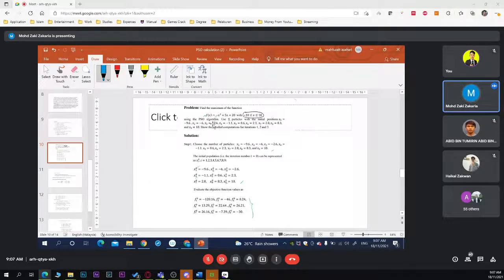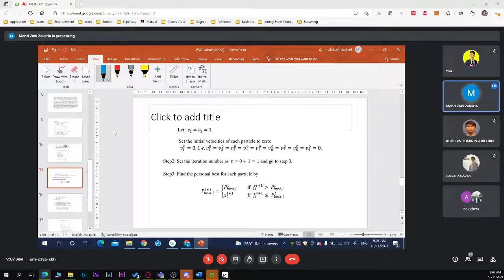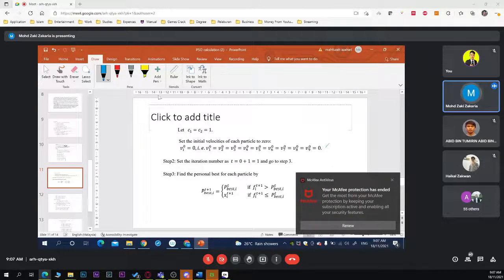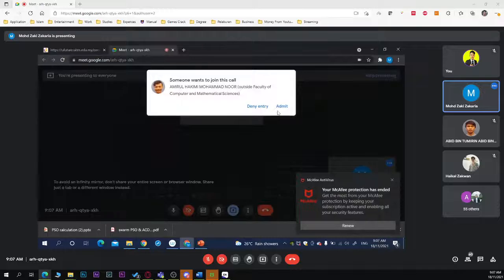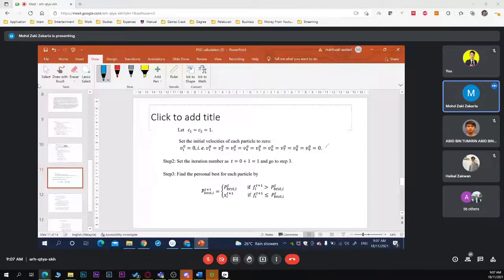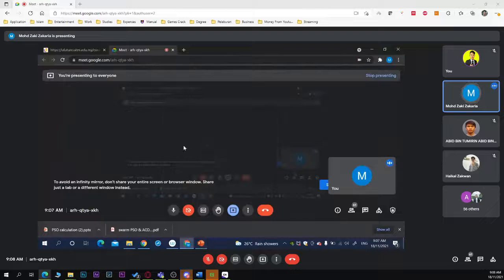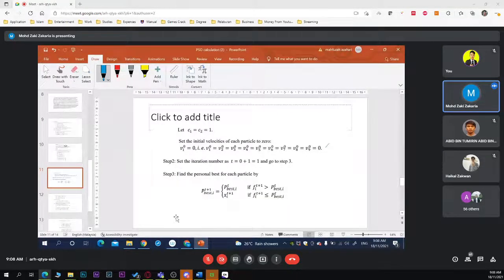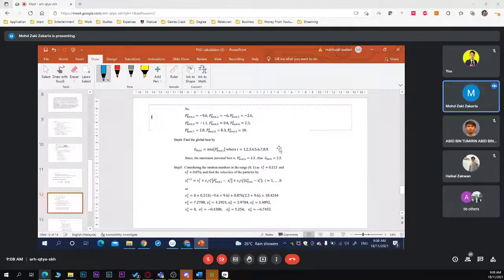So f1, f2 based on this function, and then for the constants, the variable c1 equal to c2 equal to 1. Because of initial velocity, v1 equal to 0, because we are just starting, so no velocity for the initial step. For the initial population there is no velocity, that's why it equals 0. You snap the formula. No need to snap, the formula is already here.